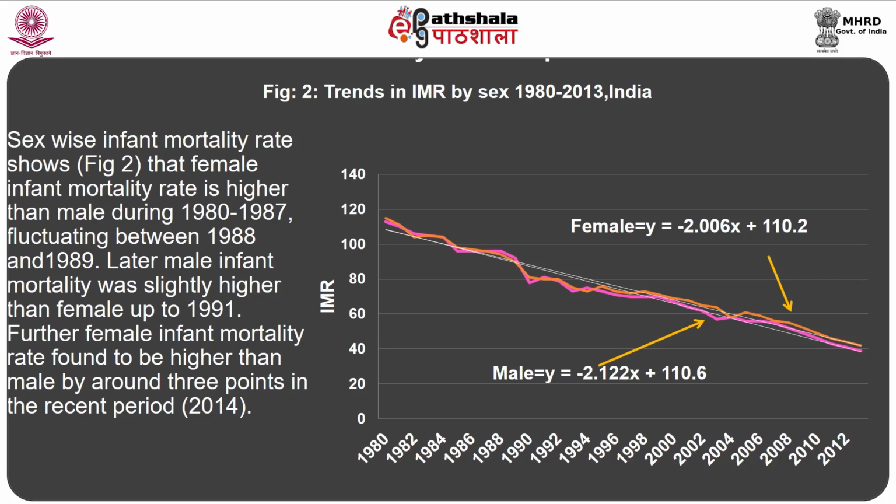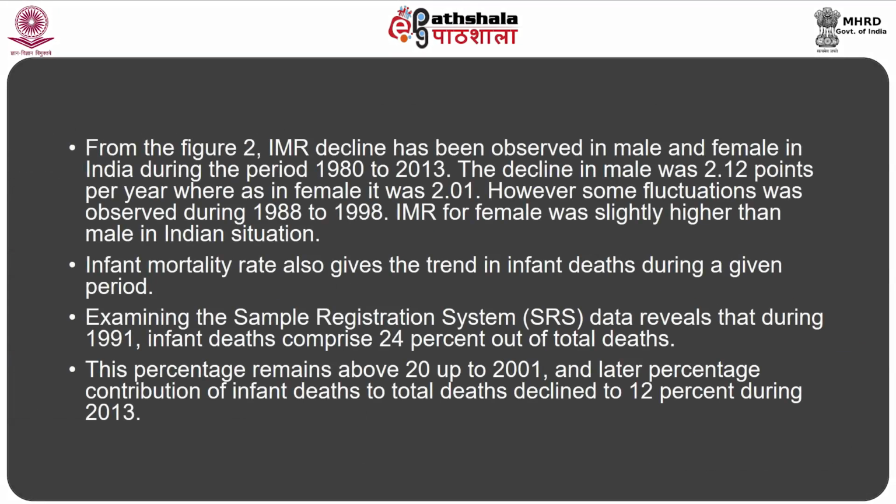Later, male infant mortality was slightly higher than female up to 1991. Further, the female infant mortality rate was found to be higher than male by around 3 points in the recent period, 2014. From figure 2, IMR decline has been observed in male and female in India during the period 1980 to 2013. The decline in male was 2.12 points per year, whereas in female it was 2.01.